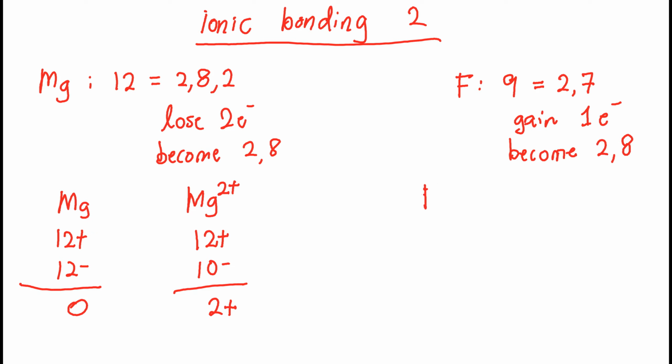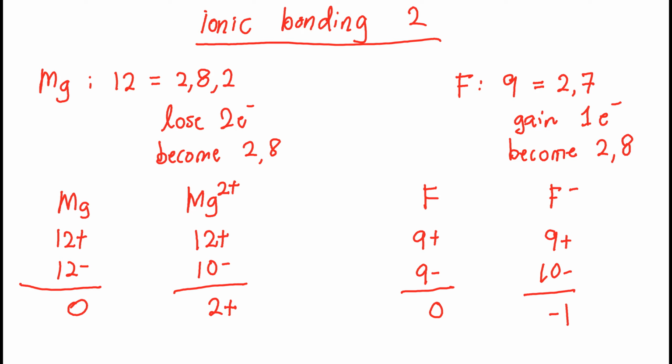Let's see. Originally, fluorine has 9 protons and 9 electrons. So overall, it has no charge. But when fluorine becomes an ion, it still has 9 protons, but now it has 10 electrons. Overall, it has 1 extra electron, so it has a charge of -1 now.